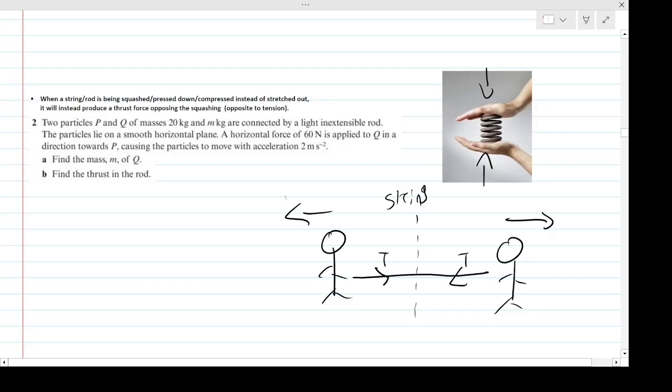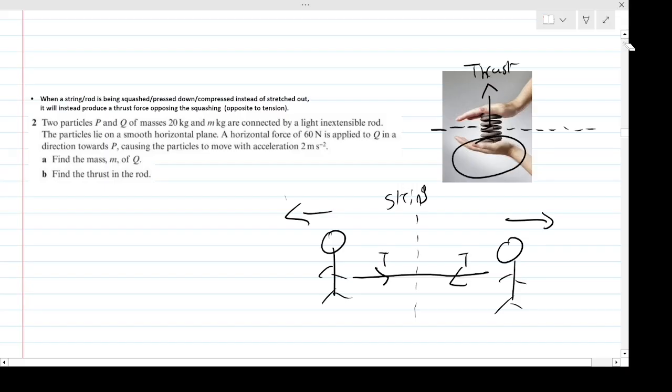So what happens now is, there's not a tension force being created. There is still a force, but the force is again going to oppose the squashing. So if I again split this little spring here into two halves, on the top half, this hand here is squashing it down like this. So to oppose the spring being squashed down, the force in the spring will have a force going upwards. This is not tension, it's called thrust, okay?